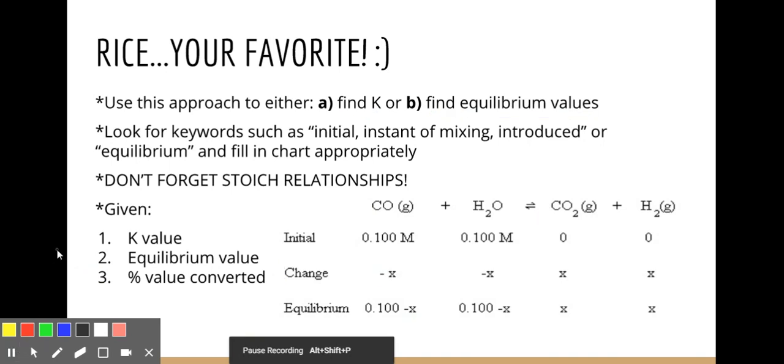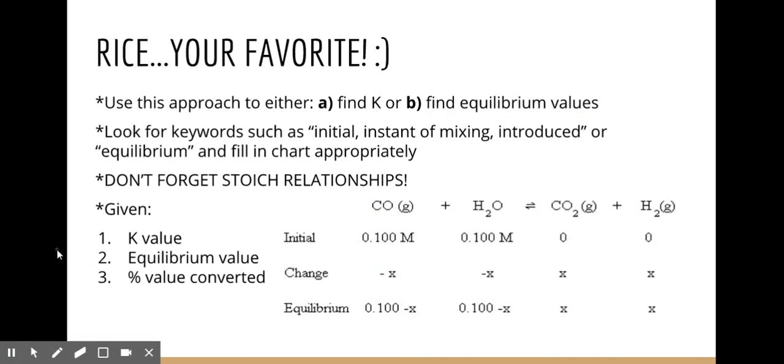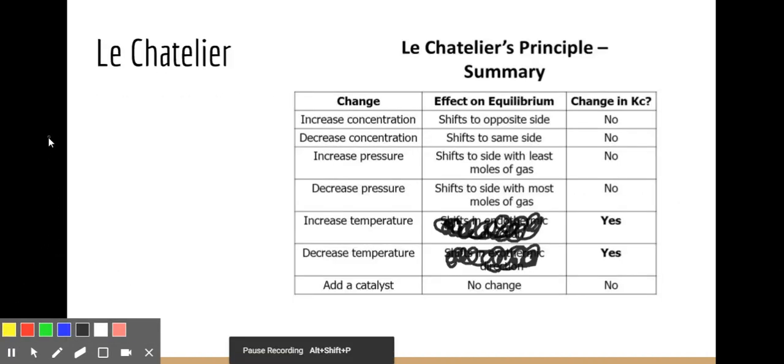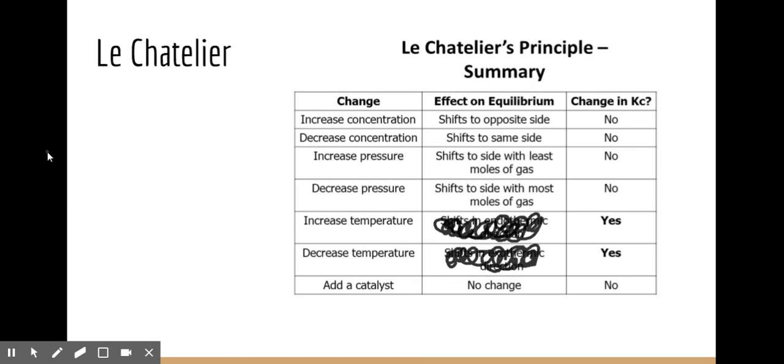So make sure you know which one to apply whenever you're working with these ICE charts. And if you have any questions or you want to rework some problems, you had the ICE chart activity that you did, and you also have the ICE example problems that you can go through if you need some extra help with these.